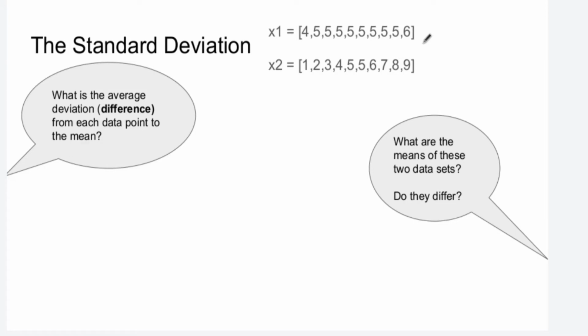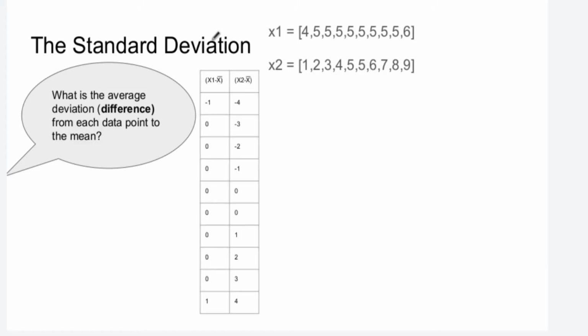So the thing we can ask is, what is the average deviation, or what is the average difference from each data point to the mean? Let's plot that. We'll make a little chart. I can see that my data here, if I take each data point minus the mean of that data set, 4 minus 5 is -1, 5 minus 4 is +1. I have a -1 and a +1, and the rest are 0 for this first data set because all of those values are equal to the mean of that data set. We have more spread in the second data set with data that are 4 less, 4 more than the mean.